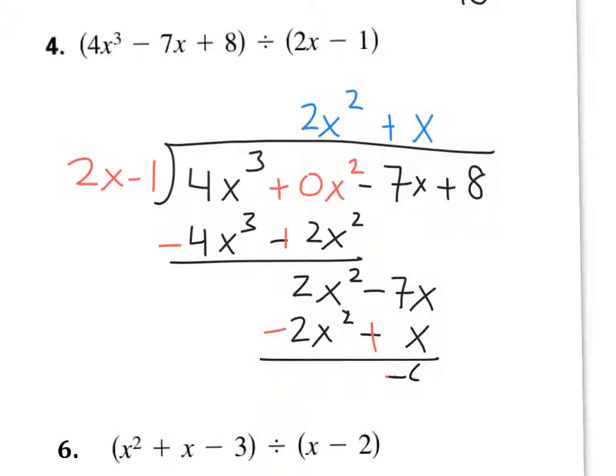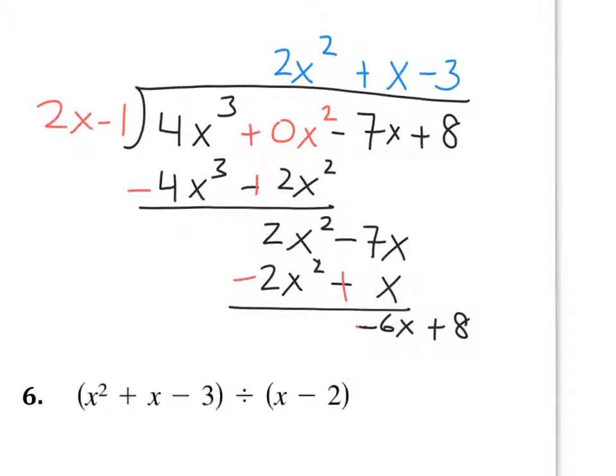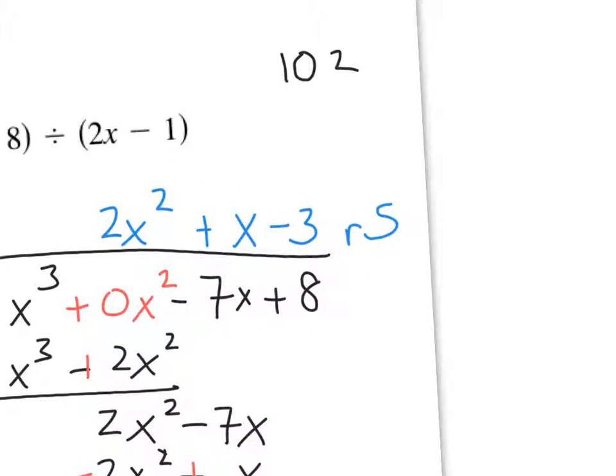I'm running out of space. And now I bring down the plus 8. And I ask myself this question: how do I kill this one from that one? So it looks like I'm going to have a minus 3. So now I distribute that negative 3 across the board there to get negative 6x plus 3. And now we oppositify, and that becomes a negative. So down here we bring the 5. So my remainder is 5. So here's my final answer: 2x squared plus x minus 3, remainder 5.